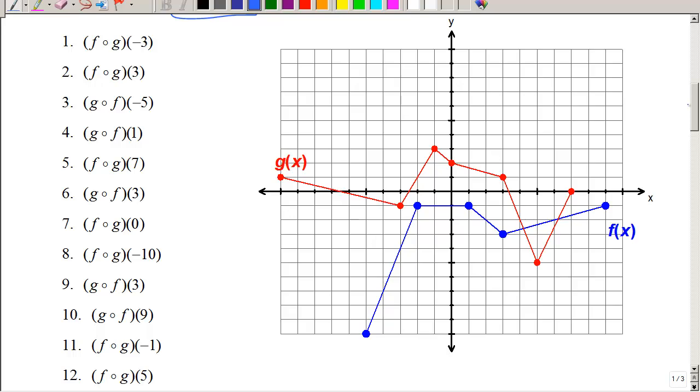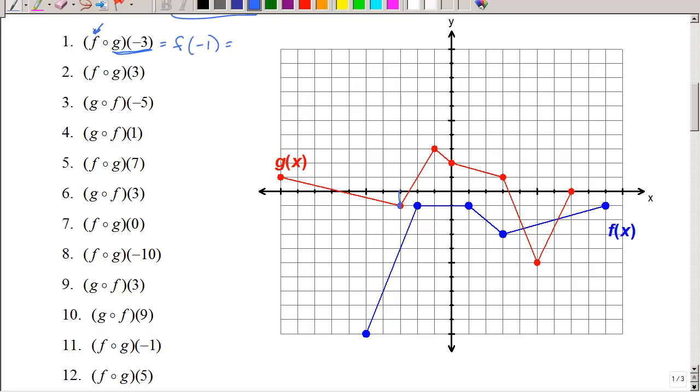Let's look at this graph. Right, so the g function is in red, the f function is in blue. And we're just not going to go through all of them. I'm going to go through the even ones. So you want to do this first. What is g of negative 3? Well, that means when x is negative 3, what is the y value on the g function? It's negative 1. So this is equal to negative 1.